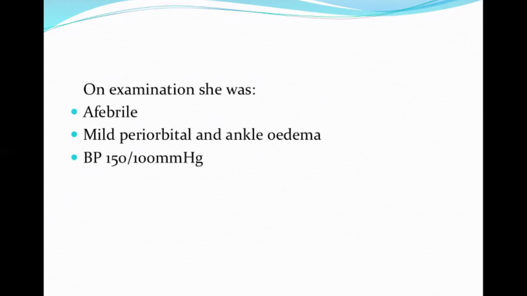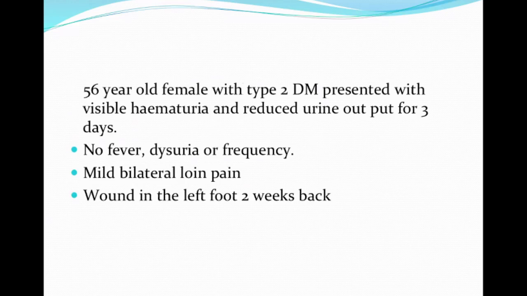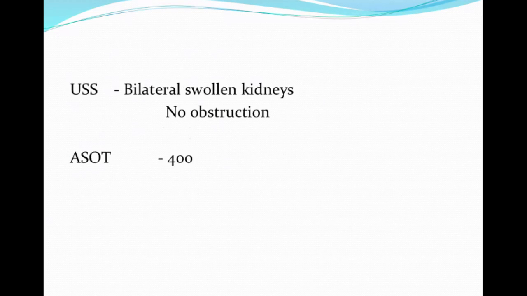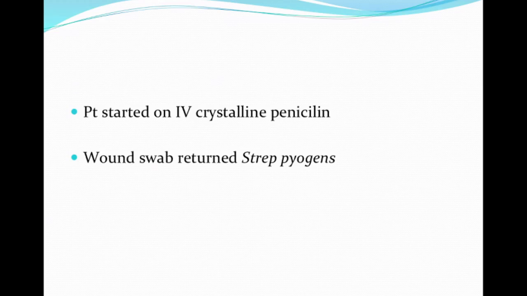So what the doctors thought was this was a post-streptococcal glomerulonephritis, because naturally the patient has had a wound as a preceding infection. There are features suggestive of acute nephritic syndrome, and ASOT is elevated. So clearly, I think the clinical diagnosis of post-streptococcal glomerulonephritis is quite reasonable. The patient was started on crystalline penicillin for the infection, and the wound swab also returned Streptococcus pyogenes.